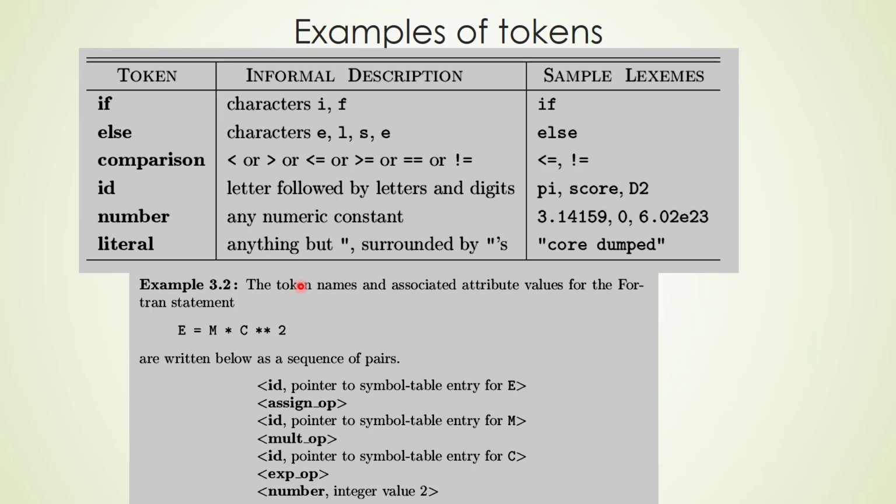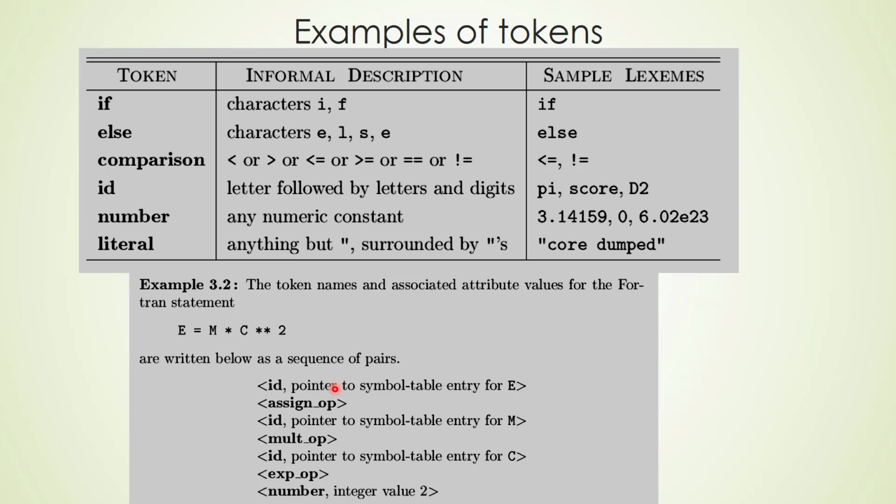Look at this example. It is an example taken from a Fortran statement: E equal to M star C star star 2. Star star in Fortran represents the exponent operator or power operator. So here E is an identifier. So a token will be generated: ID, comma, pointer to the symbol table entry for E. So it may be ID, comma 1.